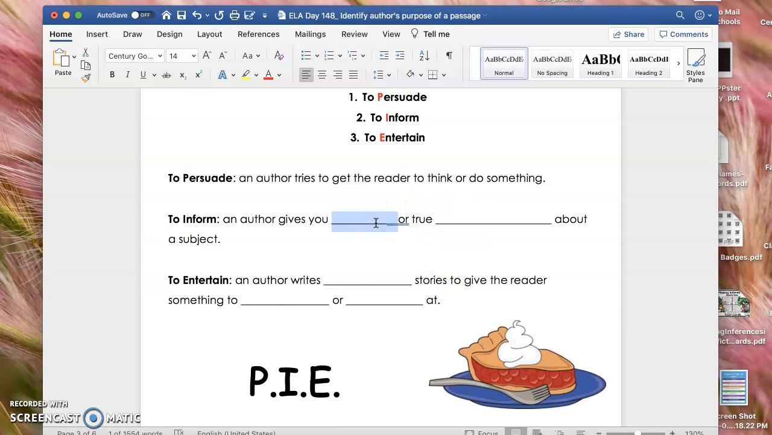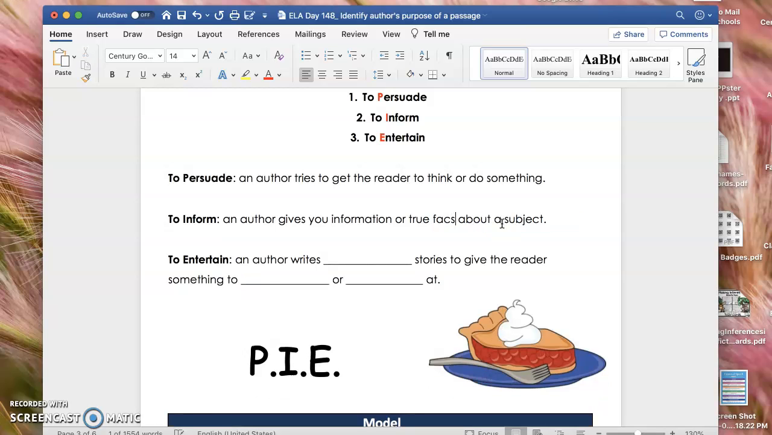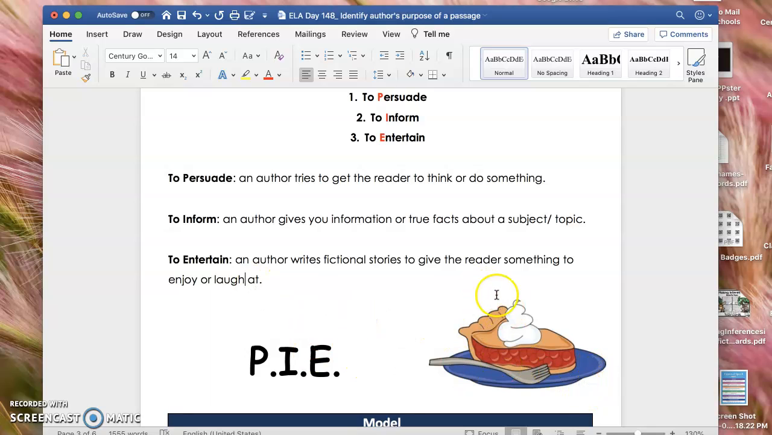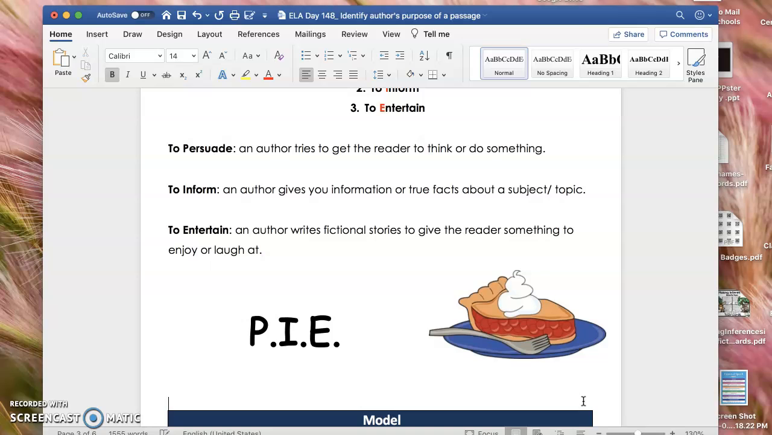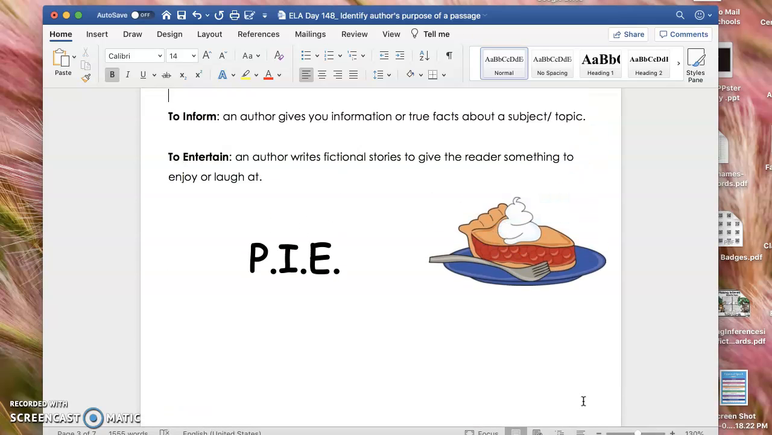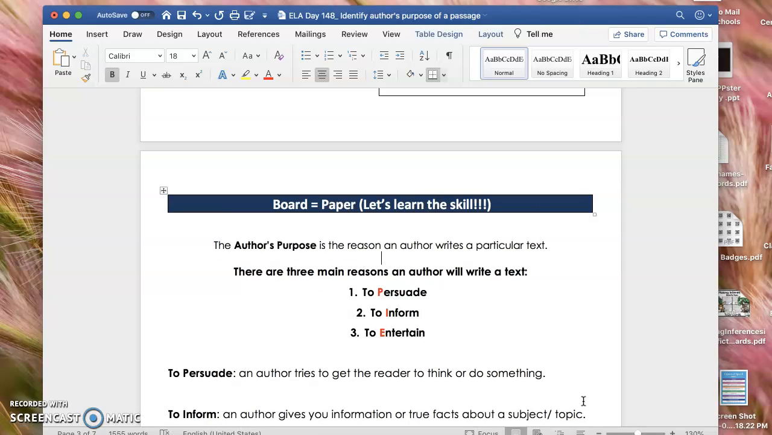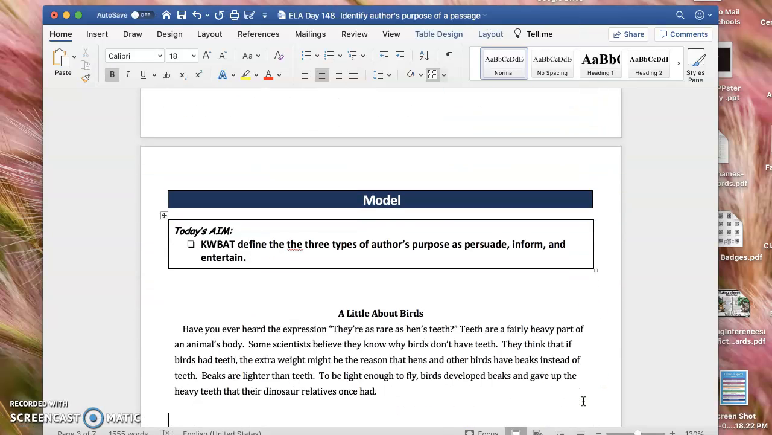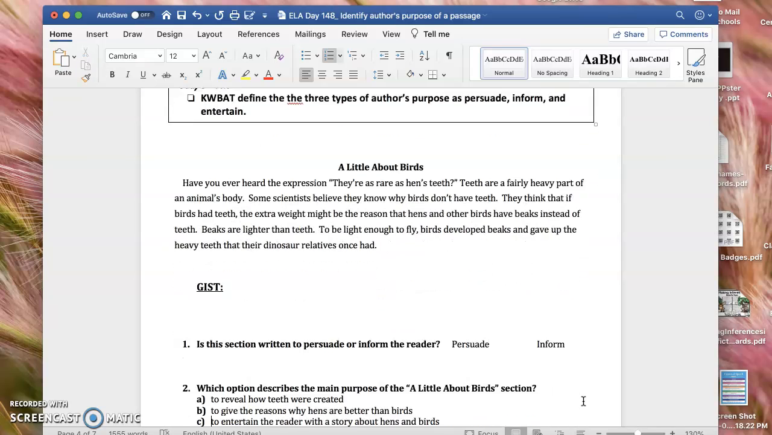And so to inform, we know, is when an author gives you information or true facts about a subject or topic, right? And then entertain, we know, is when an author writes fictional stories to give the reader something to enjoy or laugh at. Okay? So this is our piece of pie. We have persuade, inform, entertain. Again, if you forgot the hints and clues, you can go back to the board equals paper from yesterday and Monday, okay? But today, we know what this is. We just want to keep it moving.